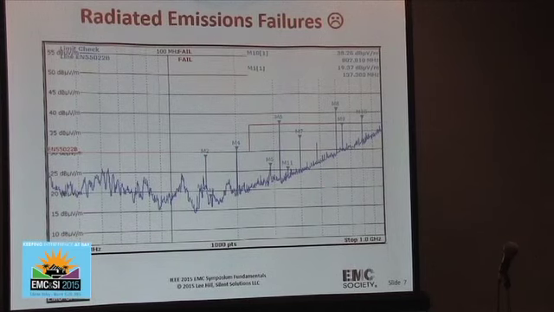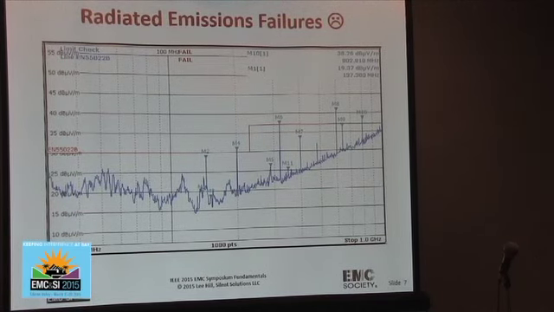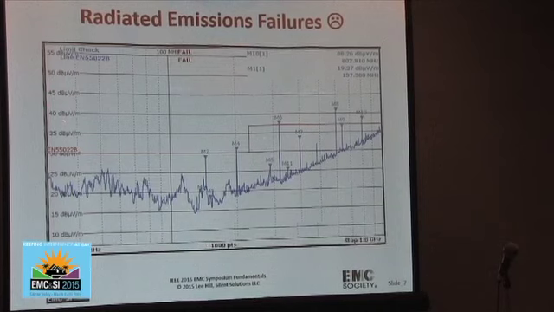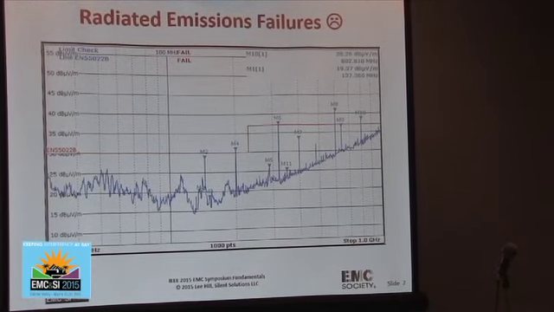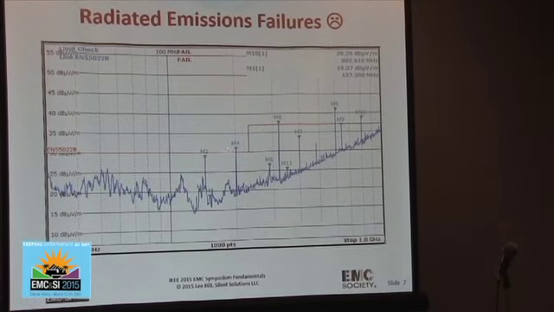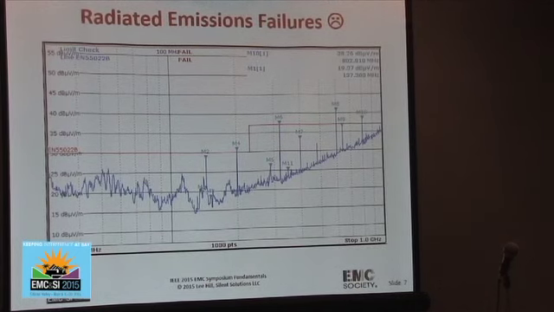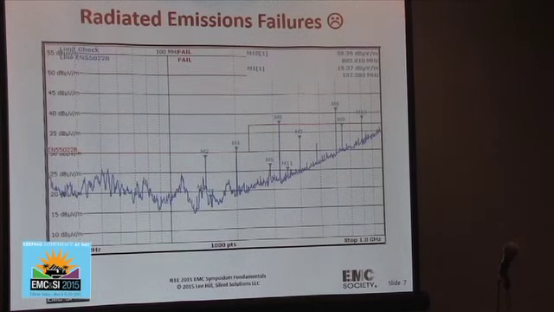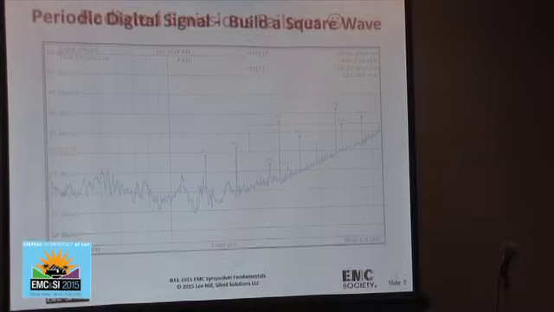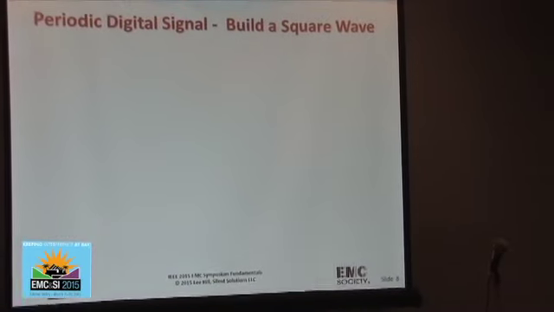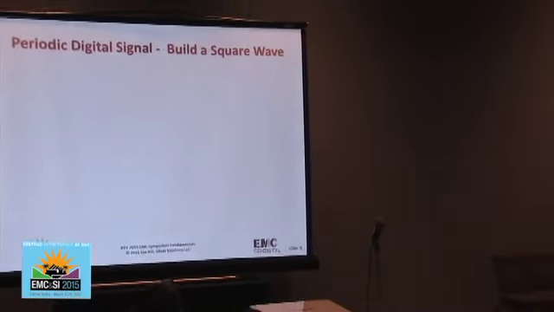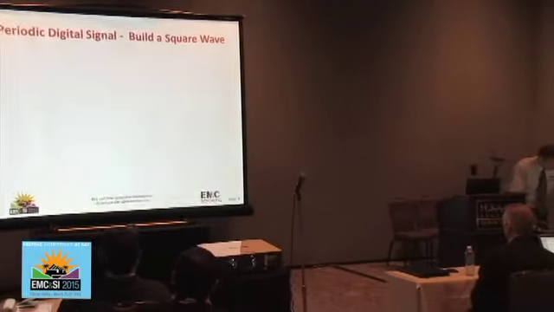So this is just a quick breeze by of one of our customers. They were failing radiated emissions at a couple of different frequencies, the markers that are above the bad red line there, and they look regularly spaced. So that's maybe the reason to talk about radiated emissions theory, to understand how to make these problems go away. So a very quick review on periodic signals, on digital signals.